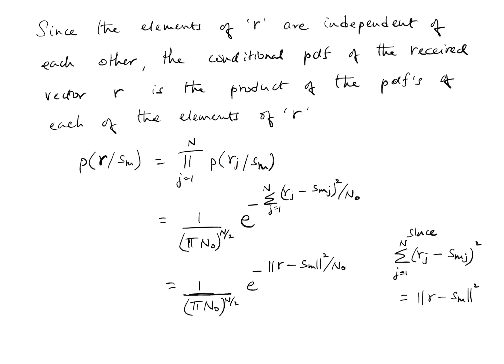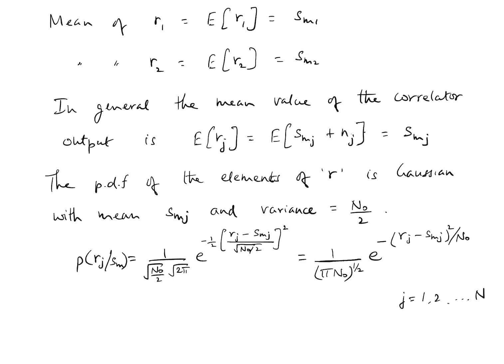So we take the PDF of R1, conditioned on SM being transmitted, into the PDF of R2 on the condition that SM is transmitted, and so on, and we multiply it for all the n elements of the vector R. So that gives us the conditional PDF of the received signal vector R. We are just going to take this single PDF and multiply it n times, or to the power n.